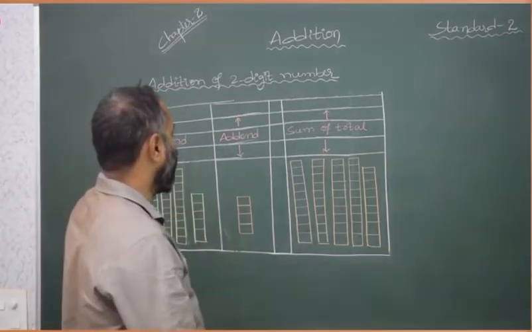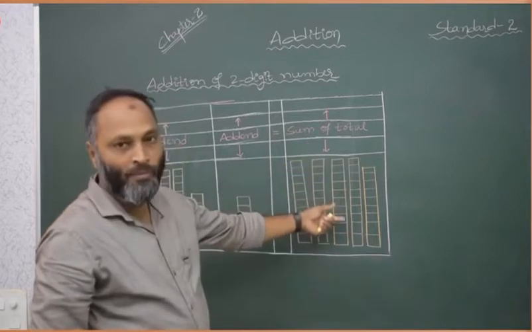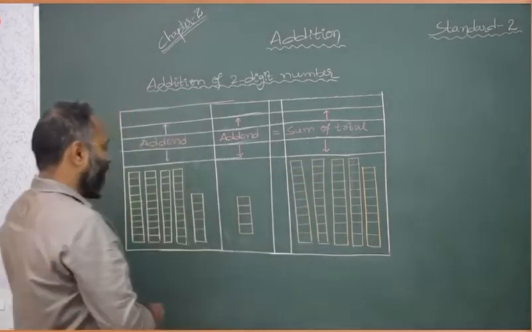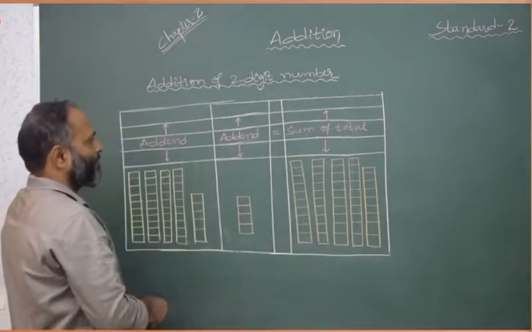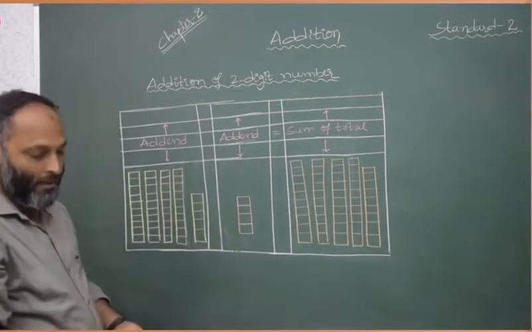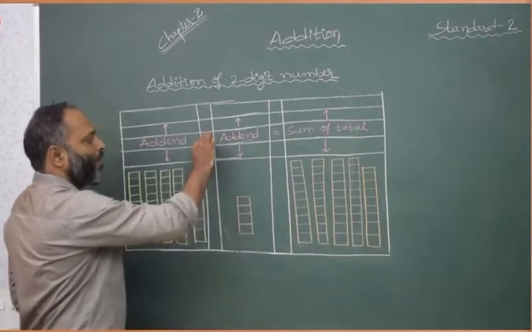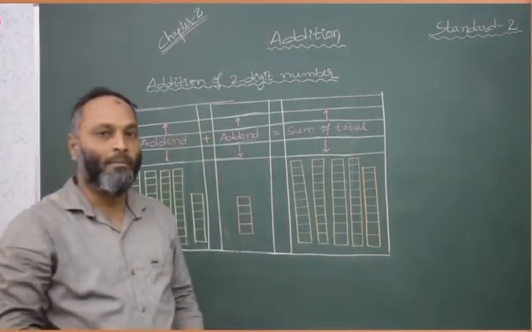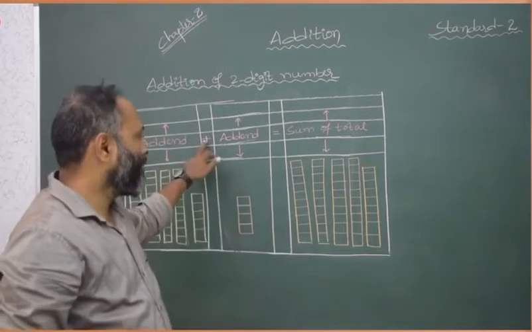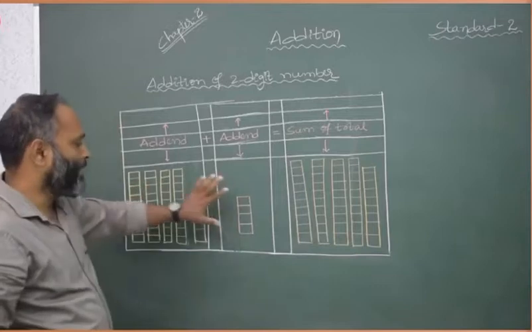This is an addend, and this is an addend. Both were added, and this is the sum, meaning total. So, two addends were there. Then what is the answer when two addends were there? Whenever addition is there, we have to represent it with a plus sign. Plus means add. So we are going to add this one and this one.